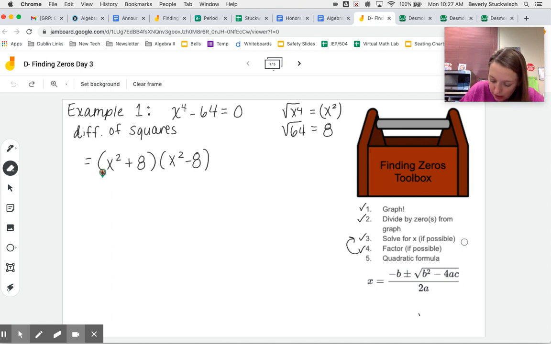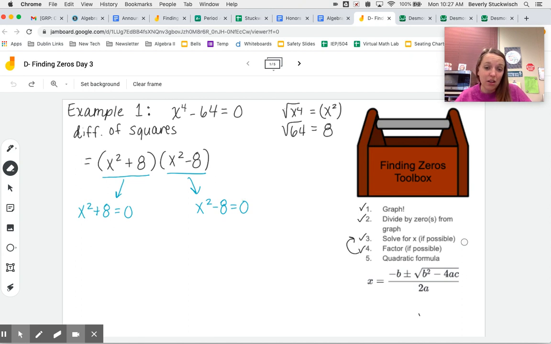What I can do is set each of these factors equal to 0, and I can just solve for x. Now, normally when we've got an x squared, we can't solve for x because we maybe have an x as well, but we've just got a single x squared here. So we can solve. I'll show you how. We would just subtract 8 from both sides. So we get x squared equals negative 8. And since we're down to just one x, we can square root both sides. So we get x equals plus or minus the square root of negative 8.